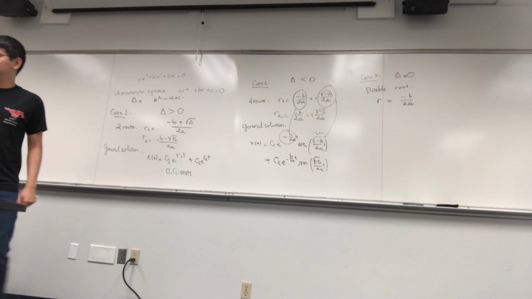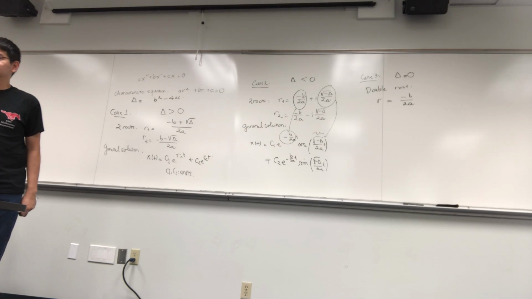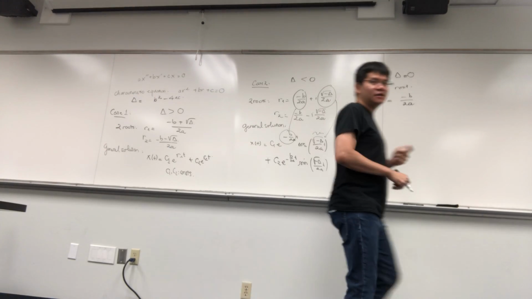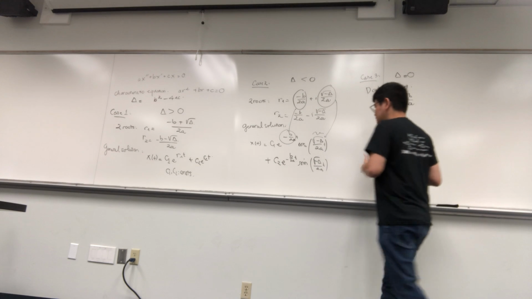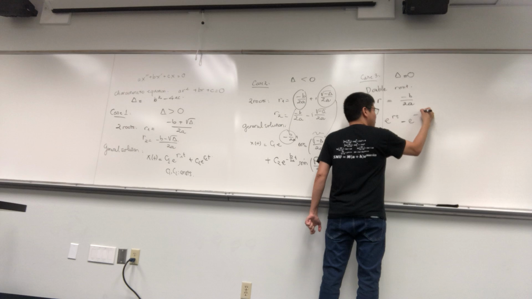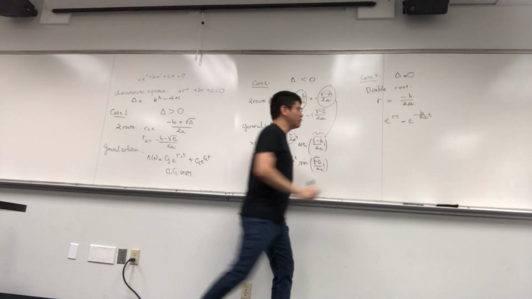So what is the solution in this case? Yes? x is equal to a constant times e to the negative b over 2a times t. So the solution will be, the first solution will always be e to the rt, which is e to the power minus b over 2a t. This is the first solution. All right?